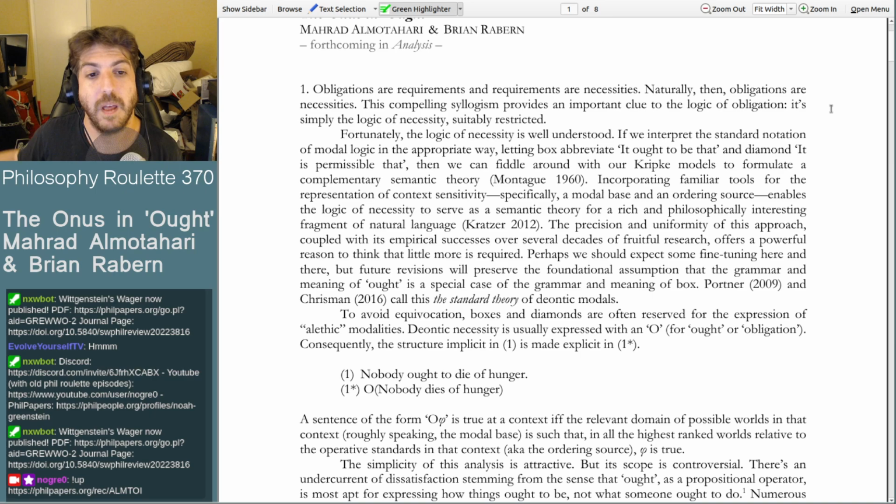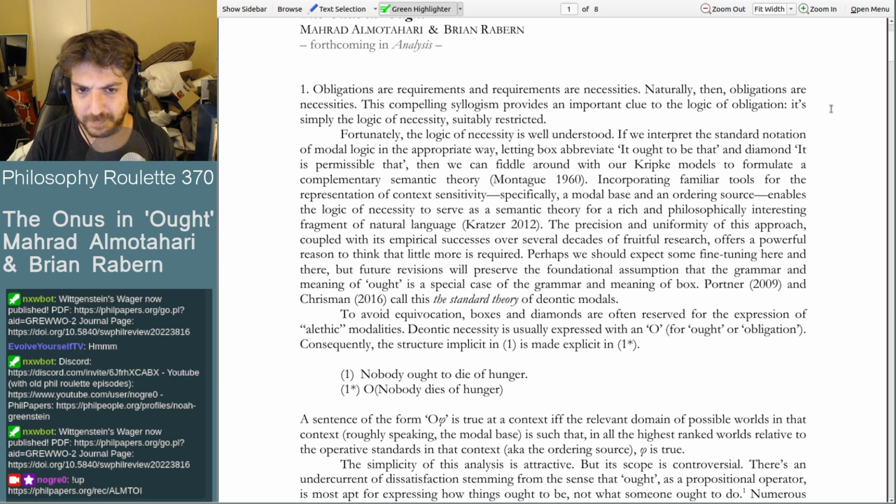1. Obligations are requirements, and requirements are necessities. Naturally, then, obligations are necessities. This compelling syllogism provides an important clue to the logic of obligation. It's simply the logic of necessity suitably restricted.